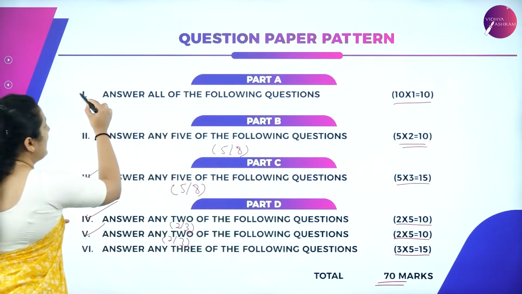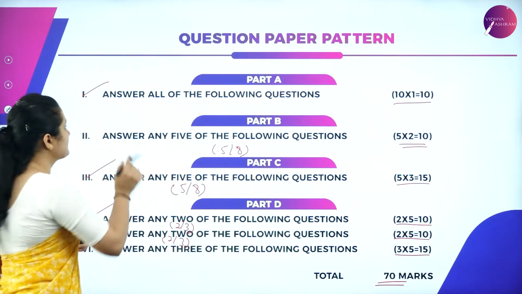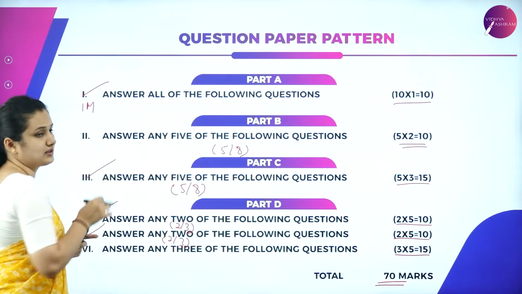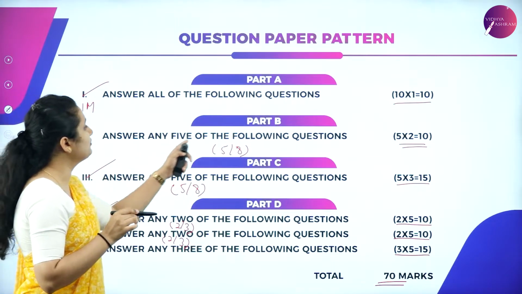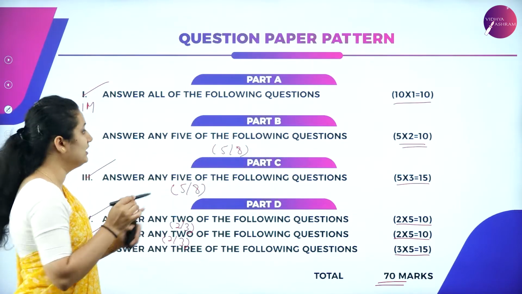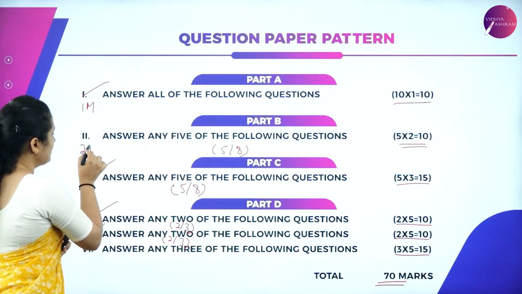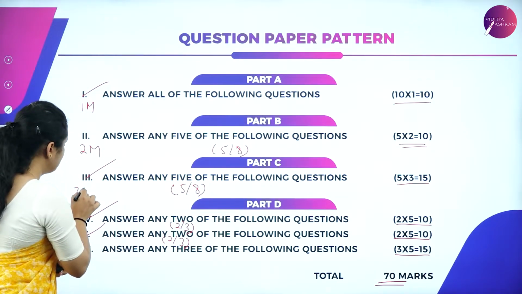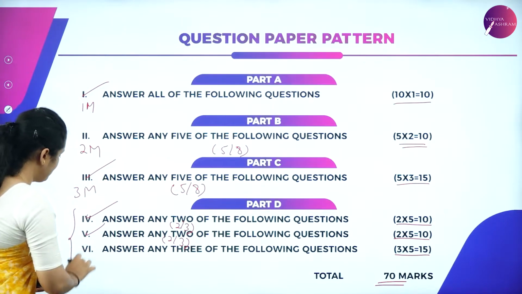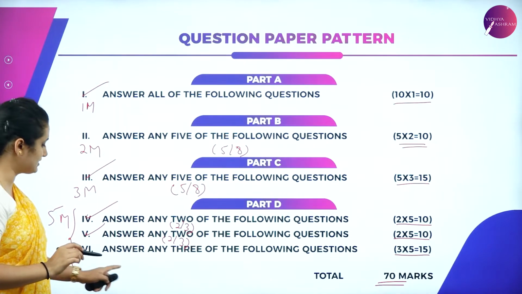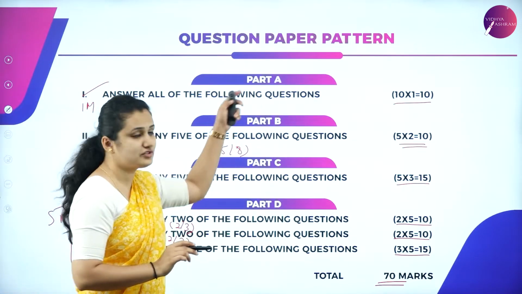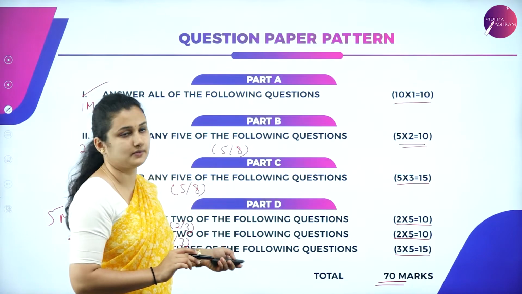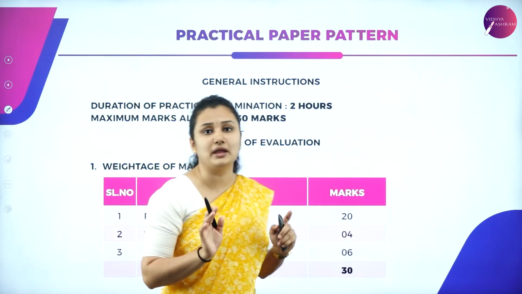So students, in part A, all the questions are compulsory and it is for 1 mark. So next, answer any 5 of the following questions from part B, that is for 2 marks. Next you have answer any 5 of the following questions, which is of 3 marks. And the last part D is for 5 marks. Last is the numerical. So this is all about the question paper pattern. Next we will discuss the practical paper pattern.